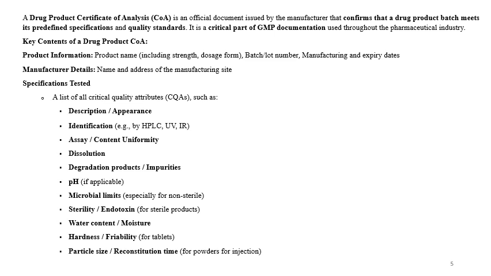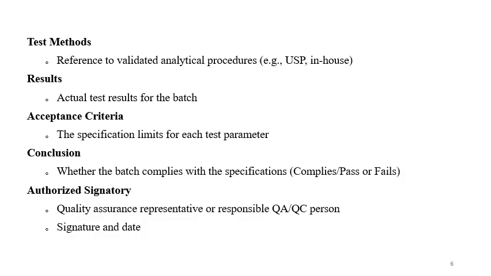Specifications are related to the material, that is drug substance or drug product, raw materials, and general COA tests or specifications are like description or appearance, identification by HPLC, UV or IR, then assay, content uniformity, potency, dissolution, related substances, degradation products, impurities, pH, if applicable, microbial limits, sterility, endotoxin, water content or LOD or moisture content, hardness or friability for the tablets, particle size and reconstitution time for the powders for injection, enantiomeric impurity might be there for the APIs, and many other things depending on the pharmaceutical formulation or product.